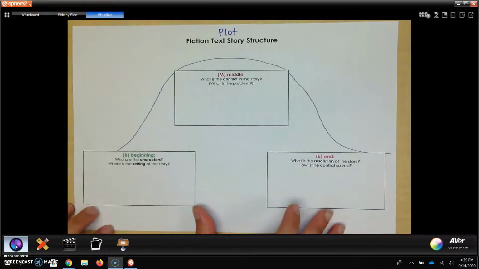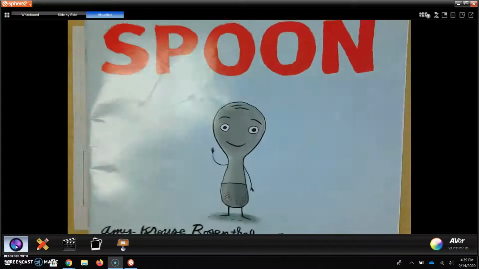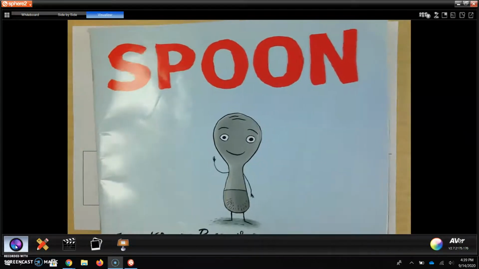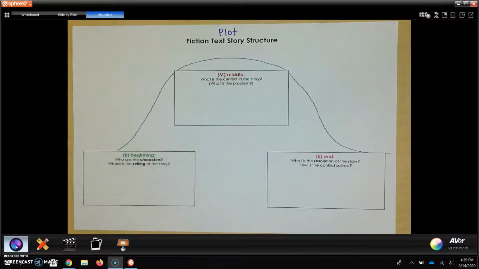So today I'm going to show you a great way to figure out the story structure, or to figure out the plot, by using a book that you've already read. So last week we read the book Spoon. I hope you remembered the story. So in the book Spoon, we're going to break it up and find its plot by using our roller coaster. So let's start at the beginning.